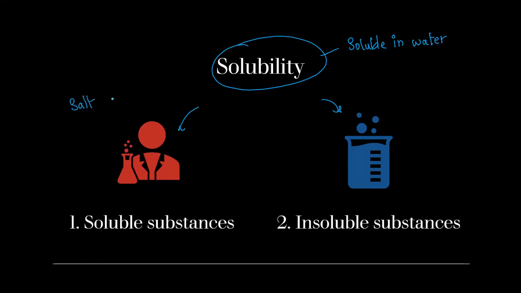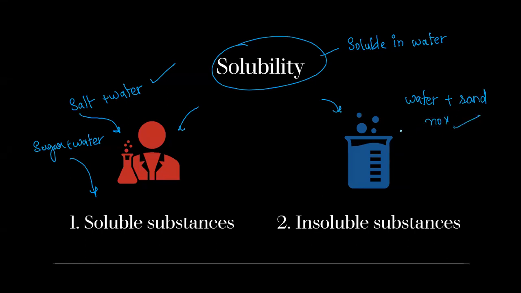Let's say if I take a salt, add it to the water, is it soluble? Yes, right? So this salt is a soluble substance. Apart from that, if I take sugar, dissolve it in the water, this is also soluble, right? So based on the solubility, we can group the substances as soluble substances. If they are not soluble, let's say I'm taking the water, to this I'm adding the sand. Is the sand soluble in water? No, right? So this is an insoluble substance. So based on the solubility, we can group the substances as soluble and insoluble substances.